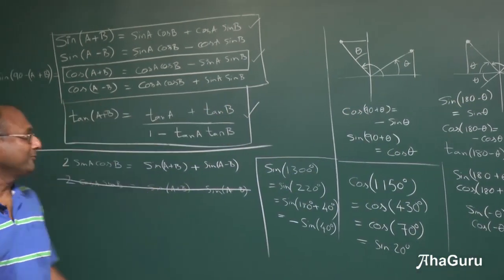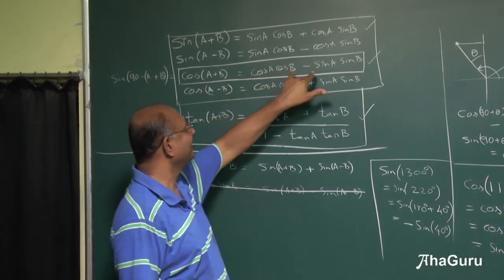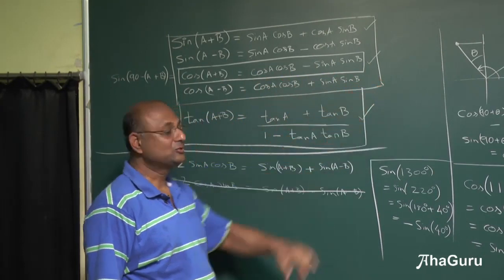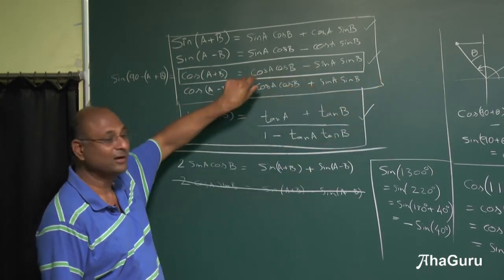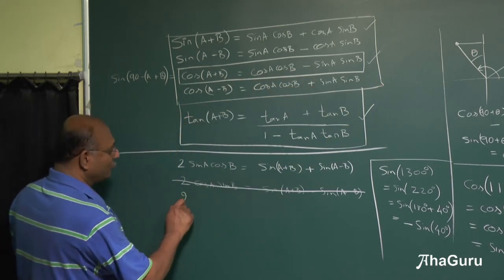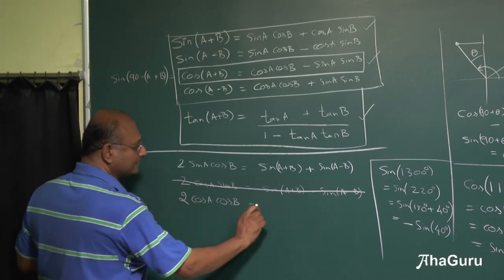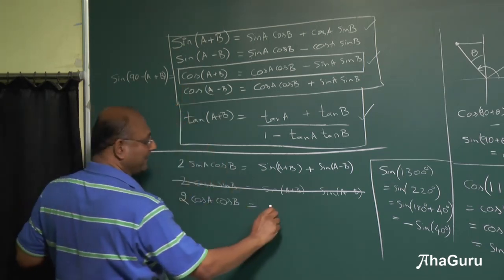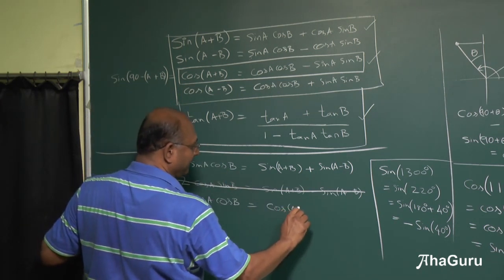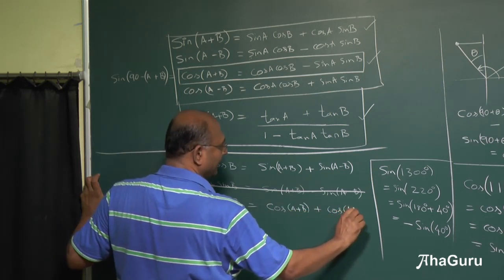But unfortunately, you have to do 2 things for cos. Because you see, cos has cos A cos B, sin A sin B. So first of all, let's add them. If you add them, sin A sin B will cancel. 2 cos A cos B is cos of A plus B plus cos of A minus B.